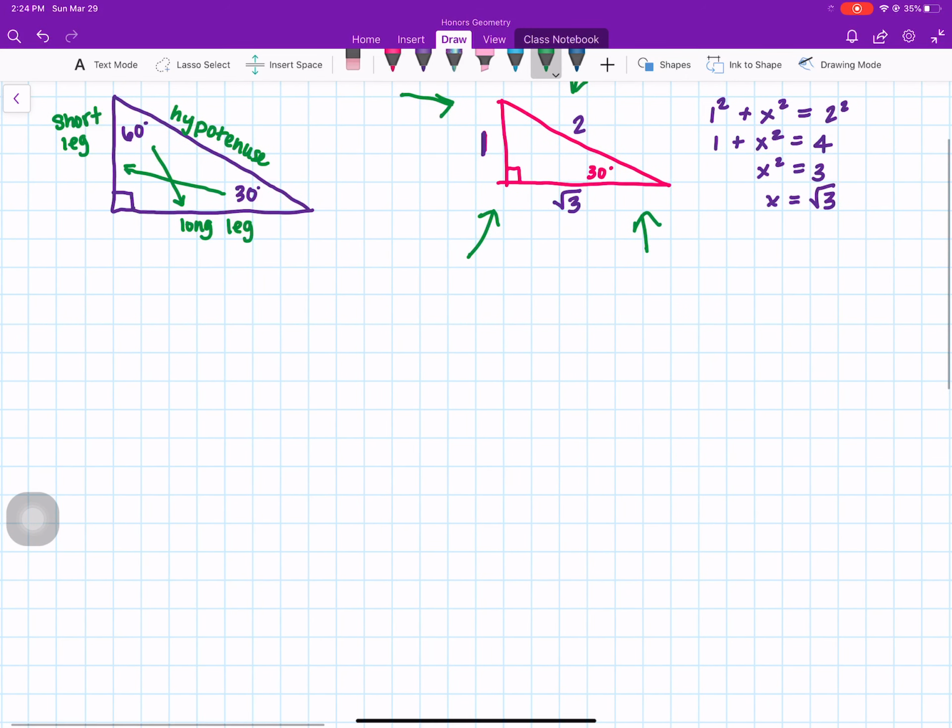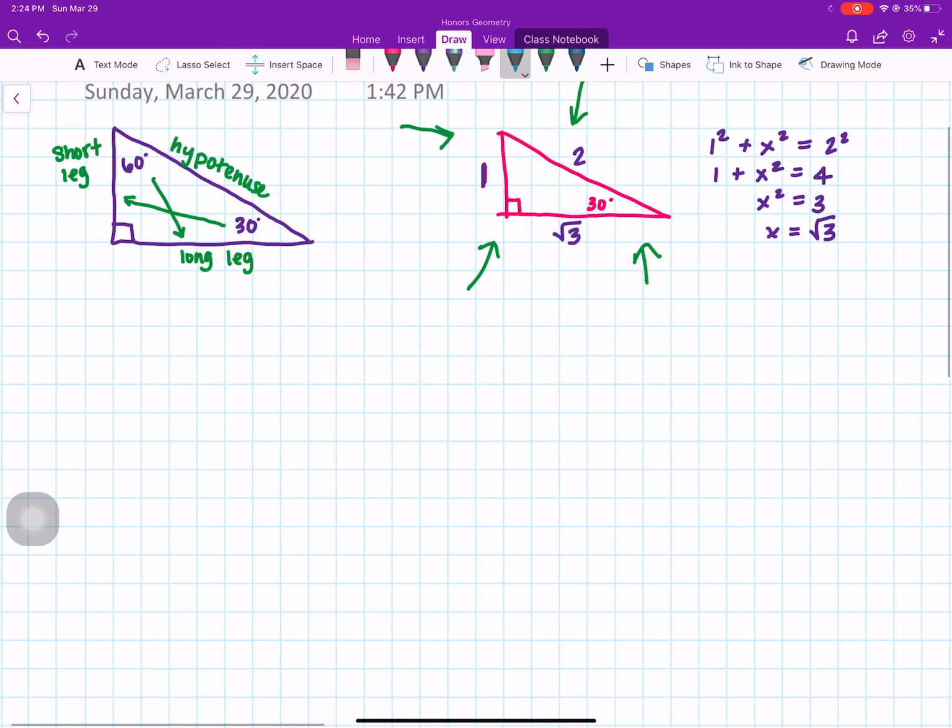Now, if I knew that the short leg of my triangle was, we'll say 5, okay? Keeping in mind how we did things with the 45, 45, 90, this would be 5 root 3, and this would be 2 times 5, which is 10. The hypotenuse is always double the short leg. That's how that always works out.